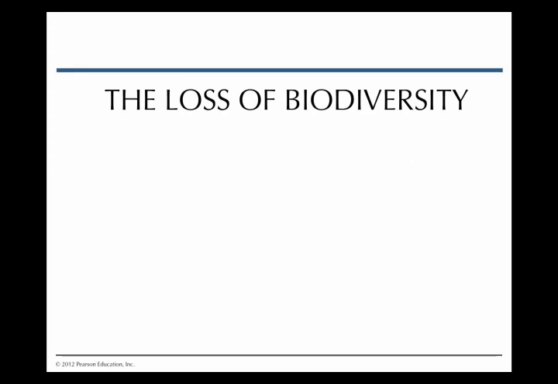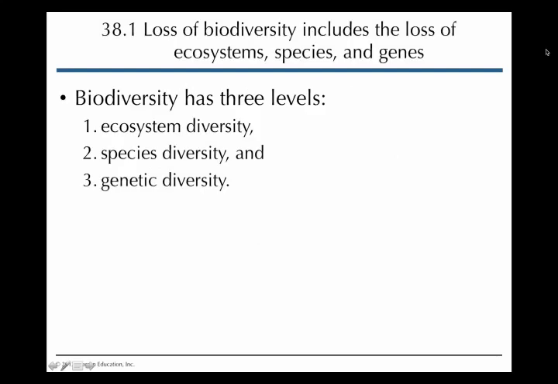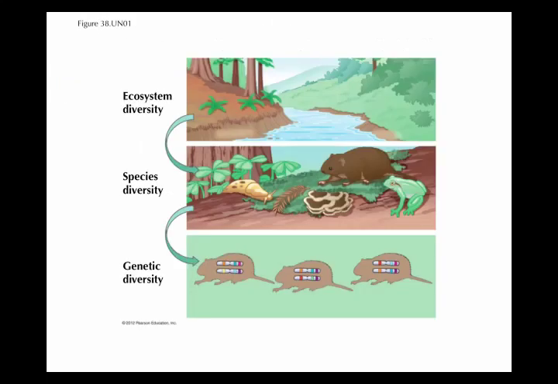So really what we're talking about here is the loss of biodiversity, meaning variety of life in an environment. That variety of life has 3 levels. There's diversity in the ecosystem, there's diversity in the species, and there's diversity genetically. And we'll see these 3 levels here.